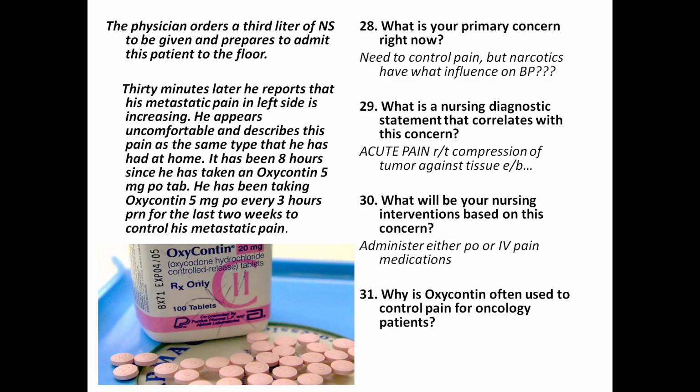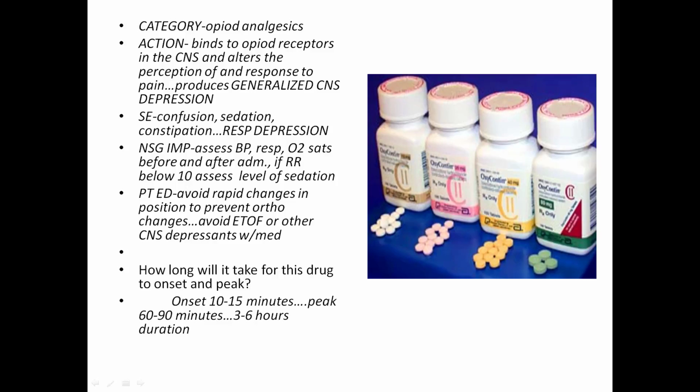So why do we use OxyContin? It's one of the strongest opioid narcotics we have, and it is a Schedule II. It binds, we can read through this, you all will know, but let's talk about how long it takes to peak. About 60 to 90 minutes, and it has a 3 to 6 hour duration. So it takes about 15 minutes for it to start working, peaks at 60 to 90, and this guy's needing it every 3 hours.